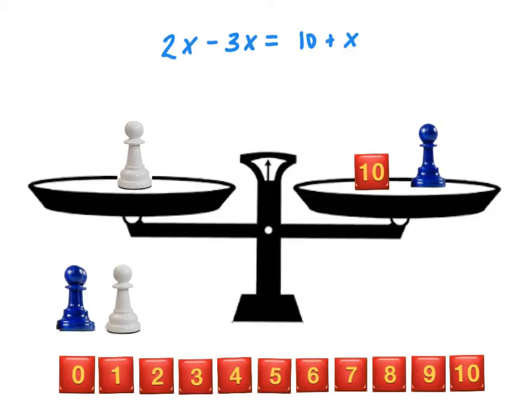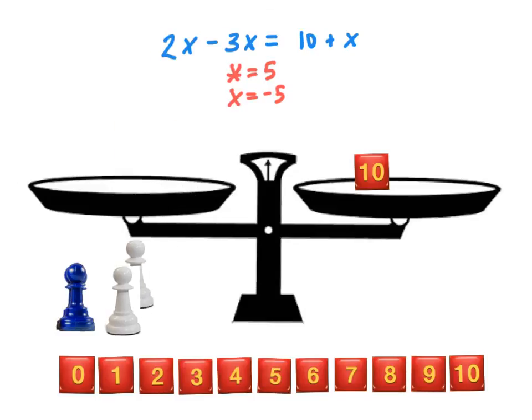I want to get rid of anything that is on the same side as the number cube, so I want to get rid of this blue pawn. I can do that by adding a zero pair to the opposite side. Now I have a blue pawn on opposite sides that I can remove at the same time without affecting the balance of my equation. I am now left with 2 stars equals 10. 2 times what is 10? 2 times 5 is 10. That makes star 5 and x negative 5.